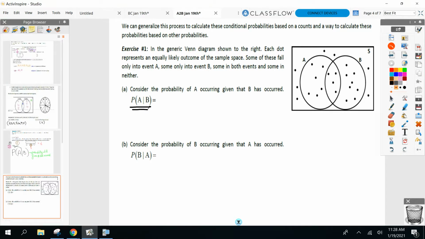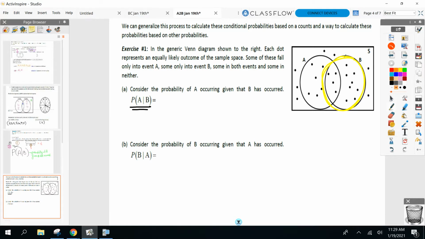Part A, probability of A happening in that diagram given B has already occurred. Probability of A given B has occurred. So now take a look. I am not looking at all the dots. B has occurred, so the only thing I'm looking at is the dots in B, because I already know they have occurred. So what's the probability of A happening given B has occurred?